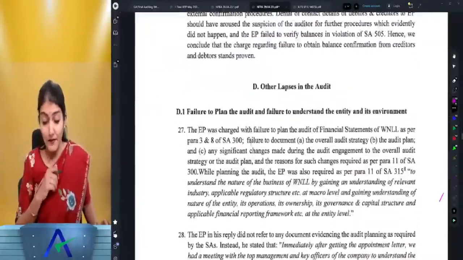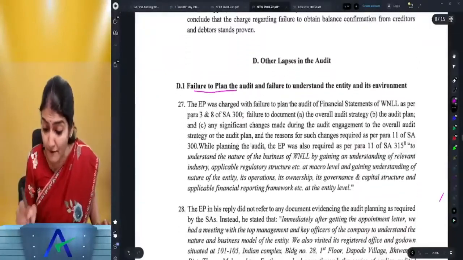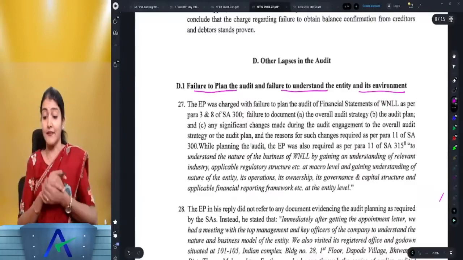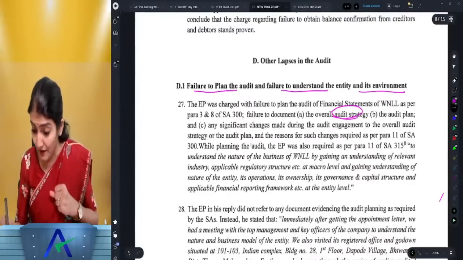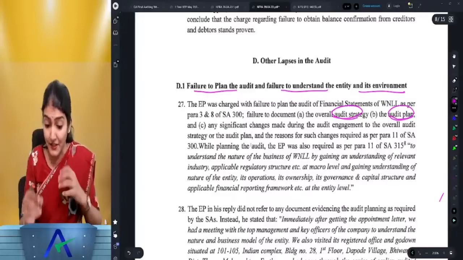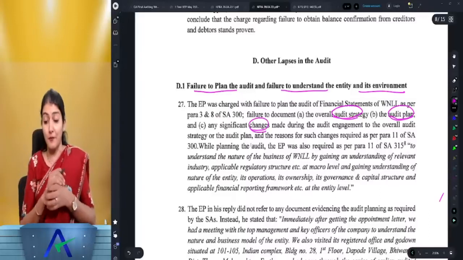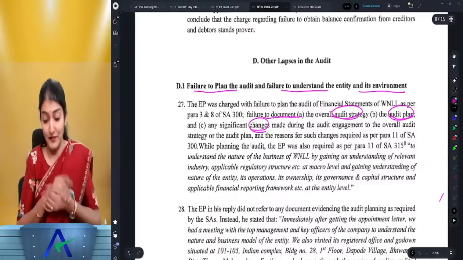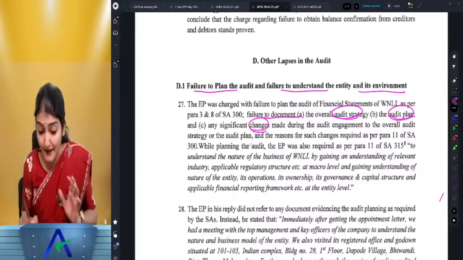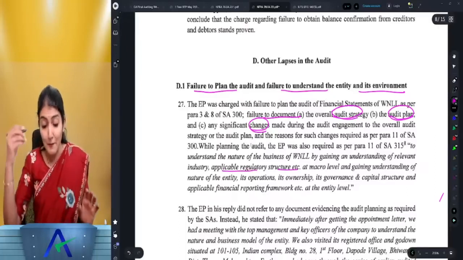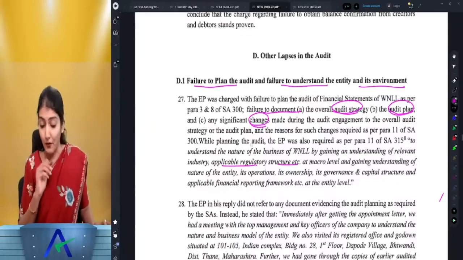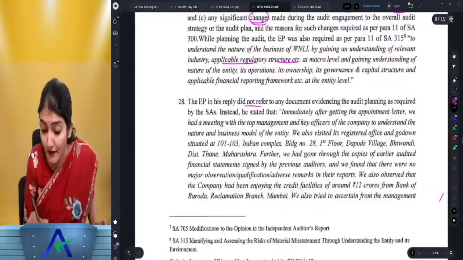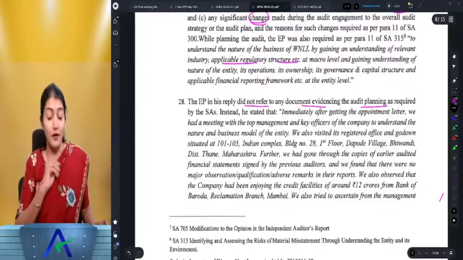Then other lapses in the audit: failure to plan the audit and failure to understand the entity and its environment. What do we say? Auditor should establish the audit strategy. Auditor should develop the audit plan and any changes made to the audit strategy, audit plan, and your failure to document. Right. So what does it say? Understanding of the legal regulatory framework at the macro level, and there has been no understanding obtained as such, right? While planning the audit, you're required to obtain it. Did not refer to any document evidencing the audit planning.